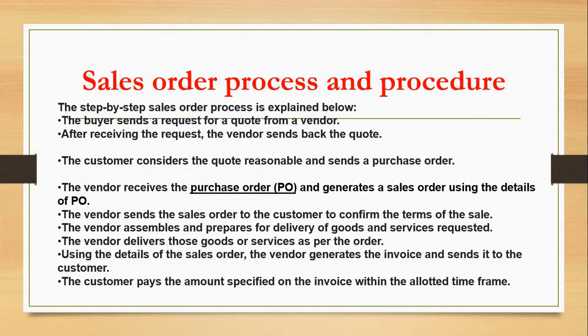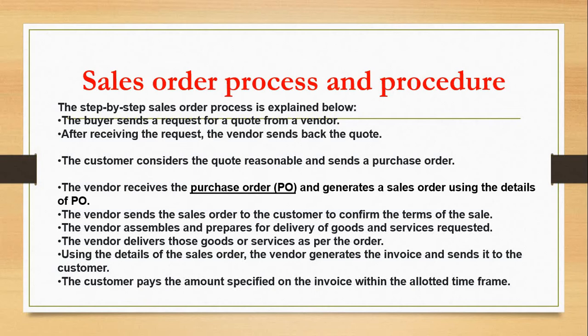Next, the sales order process and procedures. The step-by-step sales order process is explained below. The buyer sends a request for quote to a vendor. After receiving the request, the vendor sends back the quote. The customer considers the quote reasonable and sends a purchase order. Once they are satisfied with the price and description, then they will send the purchase order.